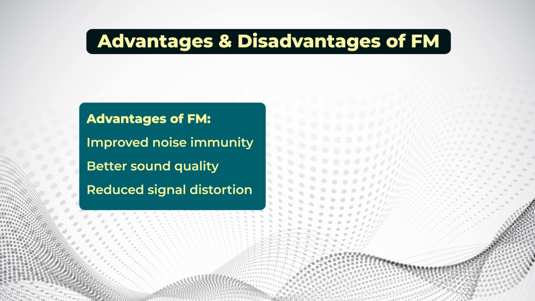FM offers several advantages over amplitude modulation. The advantages are improved noise immunity. FM is less susceptible to noise and interference compared to AM. Better sound quality. FM can provide high fidelity audio signals. Reduced signal distortion. Frequency variations are less affected by signal strength changes.